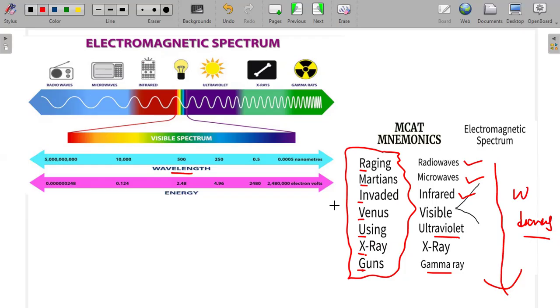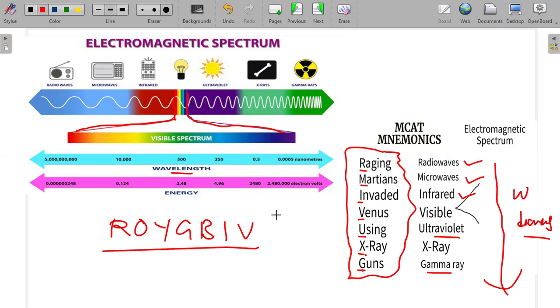Okay, I forgot to mention one thing. Visible light, remember I said it's the most important radiation, has its own spectrum. You can see here for the visible light, this part here, the spectrum that it forms. You remember this word that we say in secondary school, ROYGBIV. It is the visible light that forms the rainbow. So the rainbow is just a spectrum of the colors of the light.